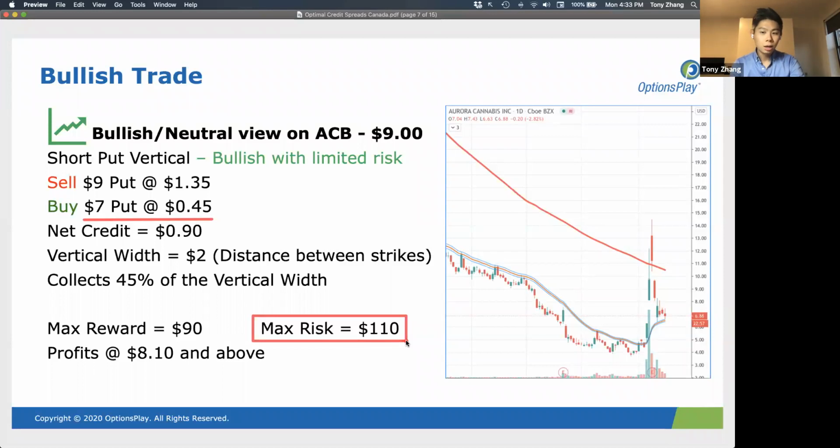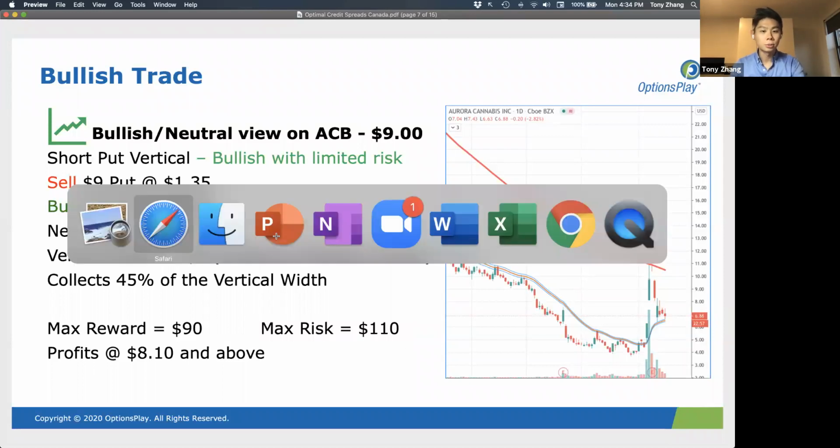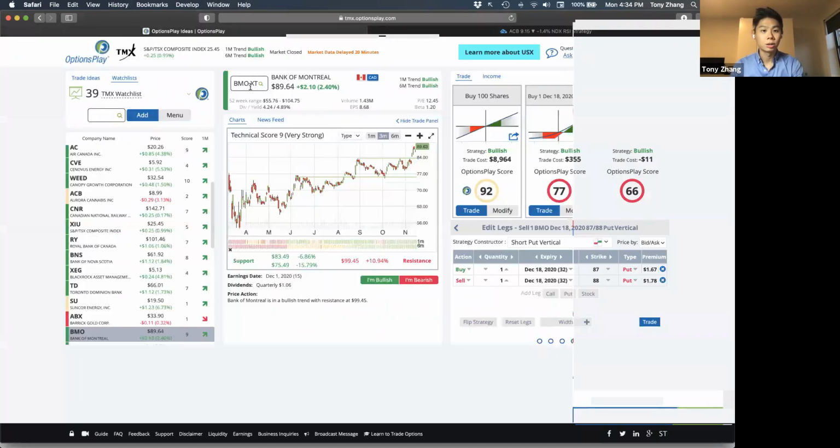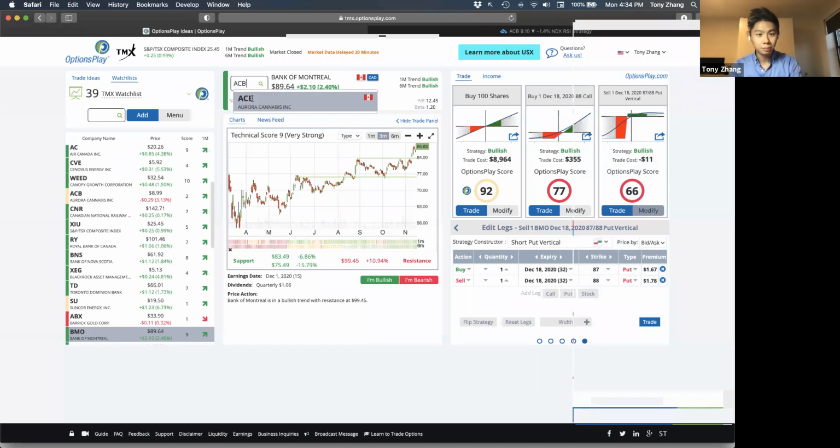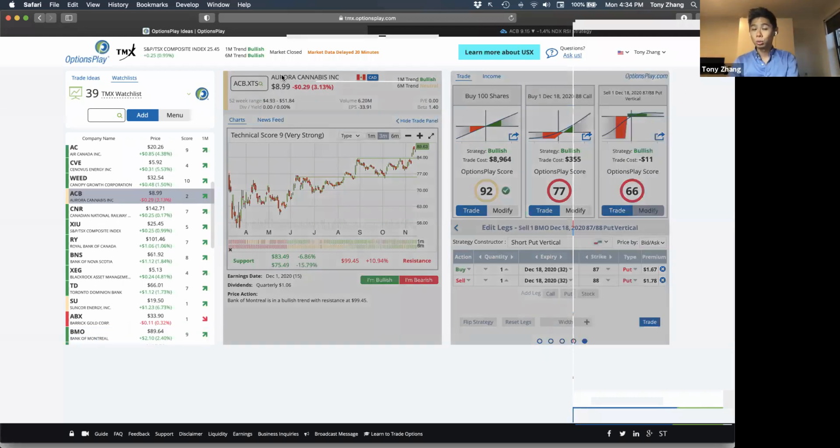Okay, and I'll just show this to you in Options Play to make this a little easier to understand. We'll look at ACB here using Options Play. This is the tool that everyone has access to free of charge here with TMX's access to Options Play. So I want to take a look at this in terms of the tool itself. Give me 1 second to load this tool here. Aurora Cannabis.